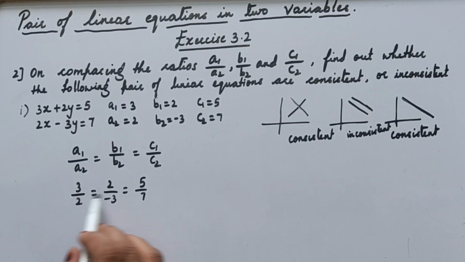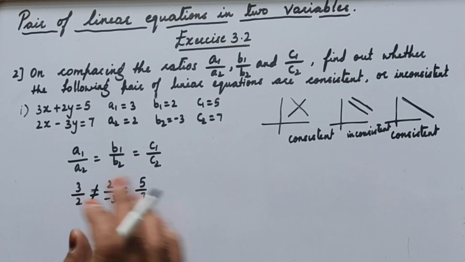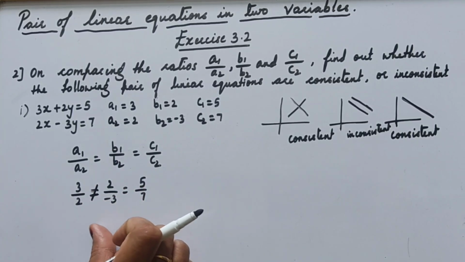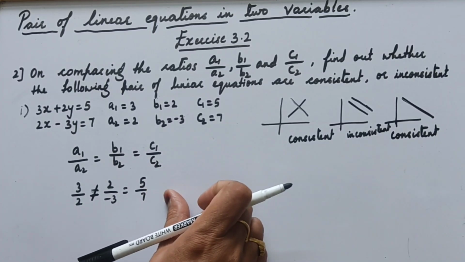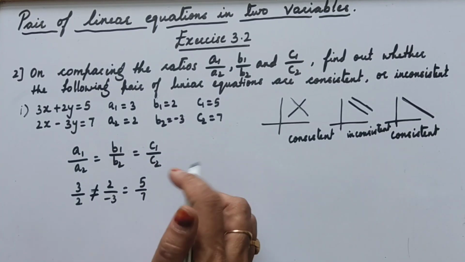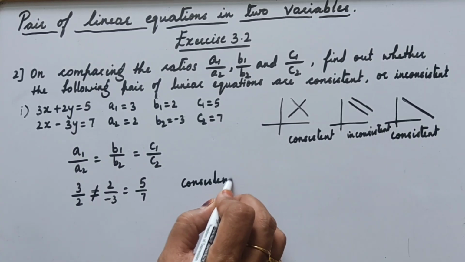Can you observe? Are these equal to each other? No way. They are not equal to each other. So it is intersecting lines. The pair of linear equations are intersecting, and we say that it is consistent. Consistent.